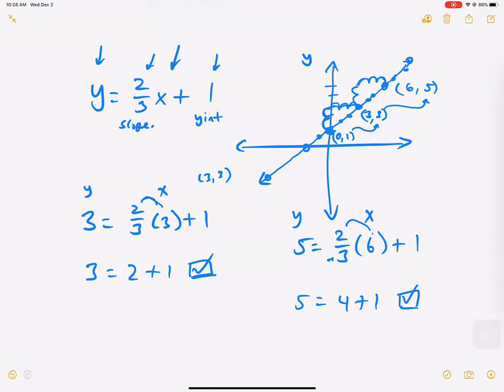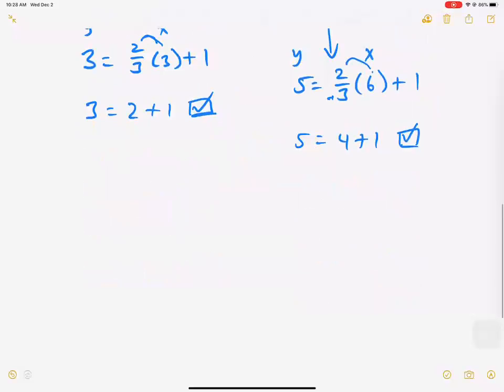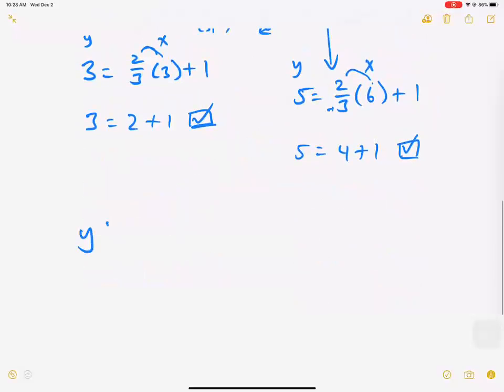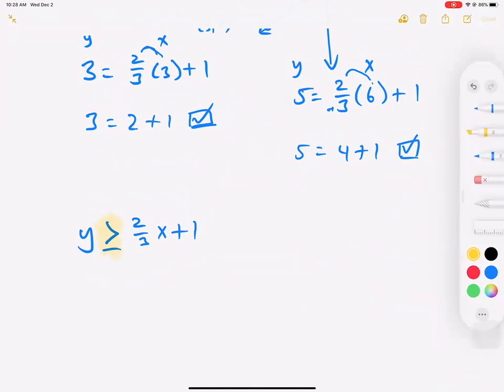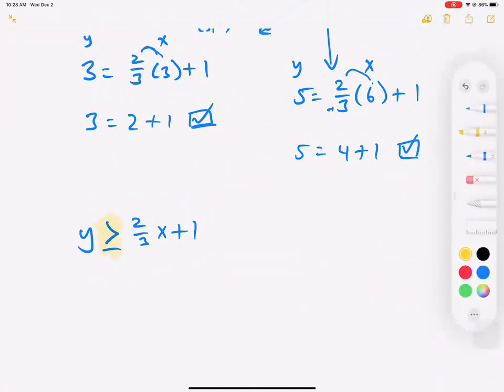Okay, so what if I change this into an inequality now? Let's change this. If I say y is greater than or equal to 2/3 x plus 1. So if you notice, the main difference here now is that I've changed the equal sign not to a must be equal to, but an inequality that says, hey, you could be equal or greater.